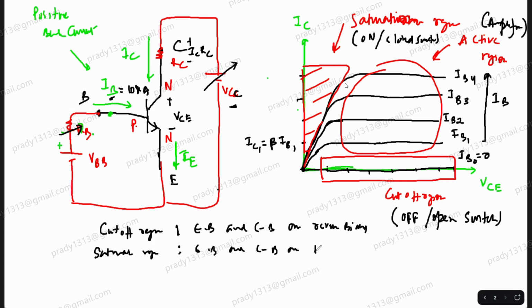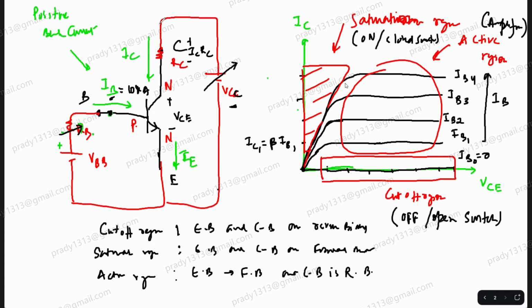Saturation region means, ये पूछता है इलेक्ट्रॉनिक्स में, both emitter base and collector base junctions are forward biased, and active region means emitter base junction is forward biased and collector base junction is reverse biased. Now you will ask, ये कैसे हो गया? अभी तो मैंने देखो, ये तो हमेशा फॉरवर्ड बायस ही रहेगा, है कि नहीं? ये कहाँ से रिवर्स बायस हो गया?